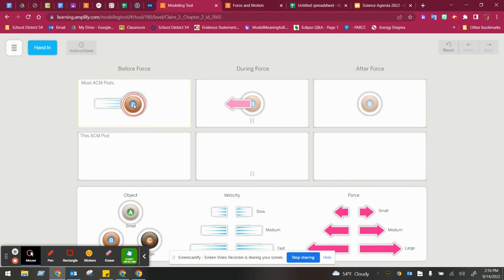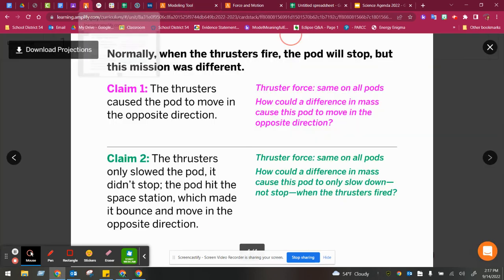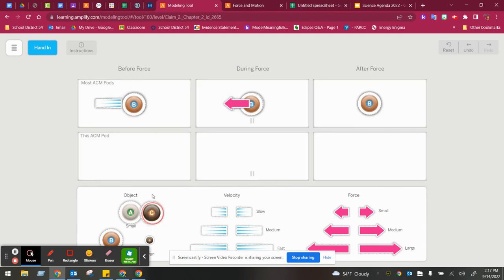So again, this top part is just showing normal. My space pod coming into the space station with a normal mass at a normal velocity. The space pod thrusters firing in the opposite direction like normal, and like normal, it stops. But in model number 2, claim number 2, I want to show it slowing down. So in my model, I know I'm going to have a more massive space pod. Still coming into the space station with the same velocity.